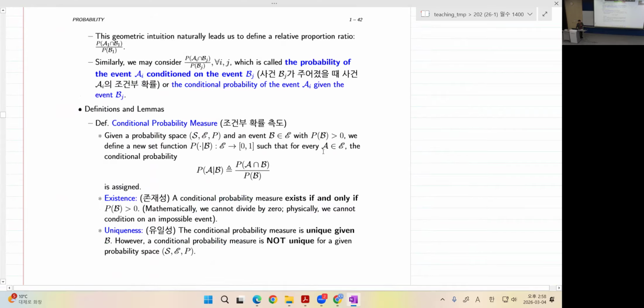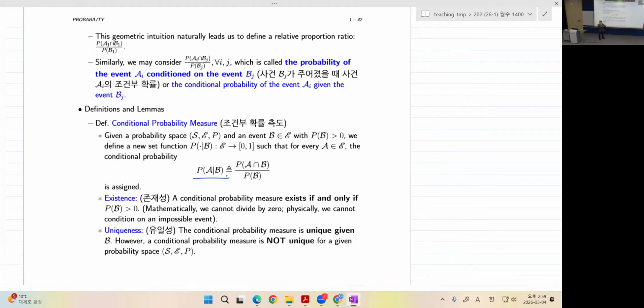Very important thing. You must read this as the conditional probability of the event A given B. Or I prefer saying probability of A conditioned on the event B. There are many ways to read it, but I prefer reading this as the probability of the event A conditioned on the event B. And we defined this term like this.